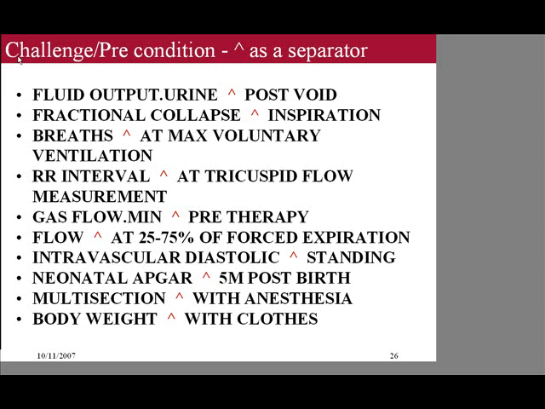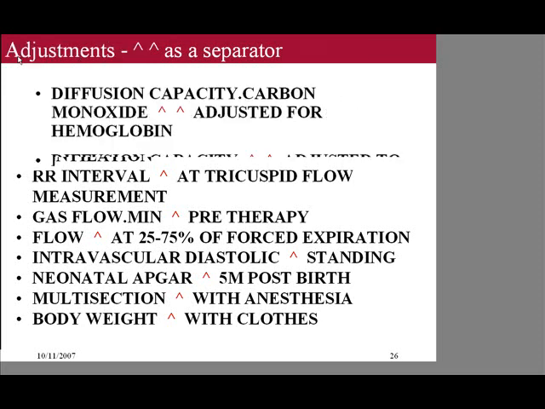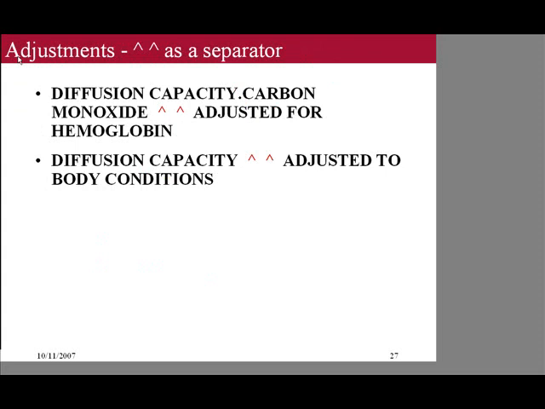You can also do another thing which is even less common, and that is you can adjust or normalize data to be, for instance, diffusion capacity that's adjusted for the hemoglobin concentration of the patient, where you can adjust it to other body conditions, whether the patient's exercising or not exercising. So adjustments are separated as a second delimited part of the components.